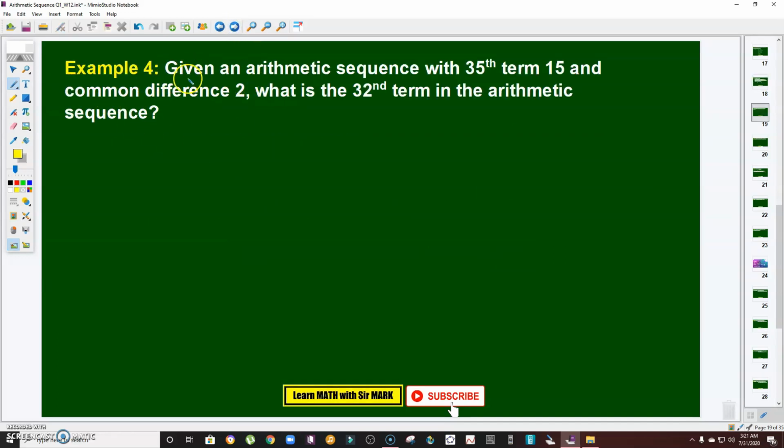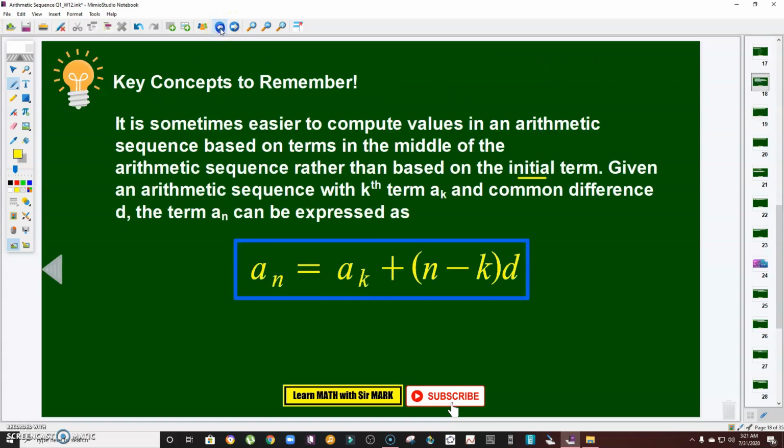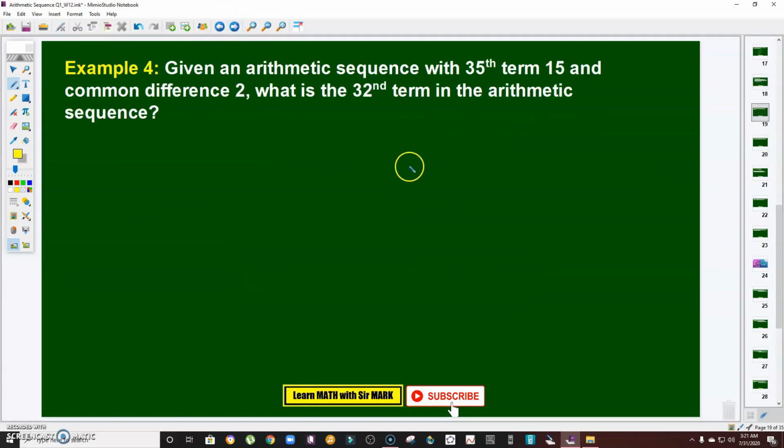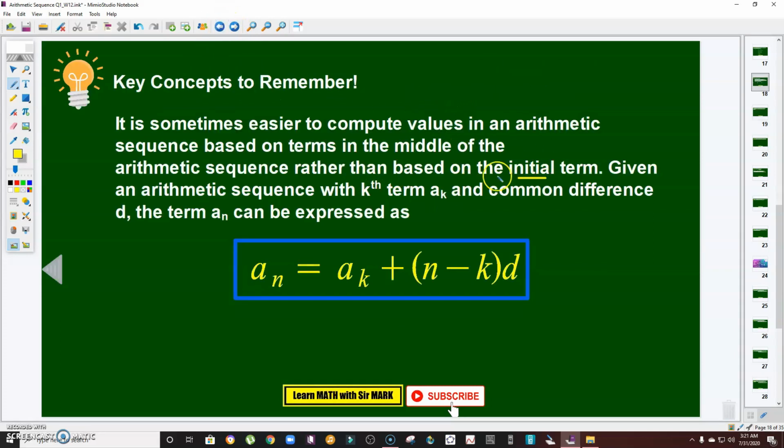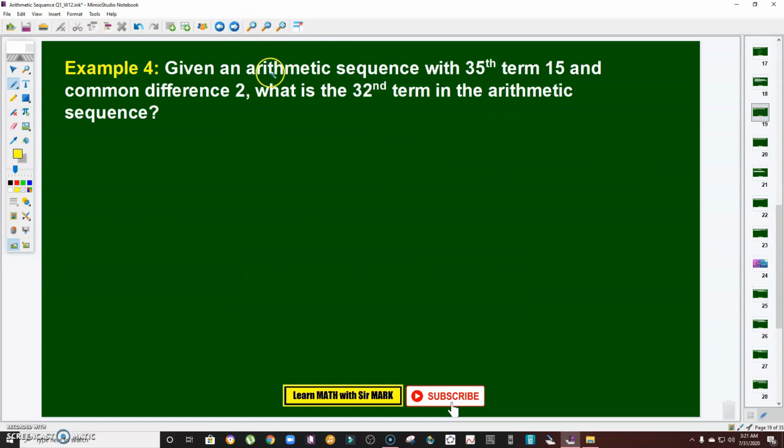Let me read the problem. Given an arithmetic sequence with 35th term 15 and common difference 2, what is the 32nd term in the arithmetic sequence? Actually, before I use this formula, let me solve this one using the first term. Kasi ang sinasabi dito sa problem, this is the alternative formula if you don't want to use the first term. Ano ba kasi mangyayari if you're going to use the first term? Usually, since meron akong a sub 35, this is the first solution. Wait, lagyan natin ito. Solution number 1, using the first term.